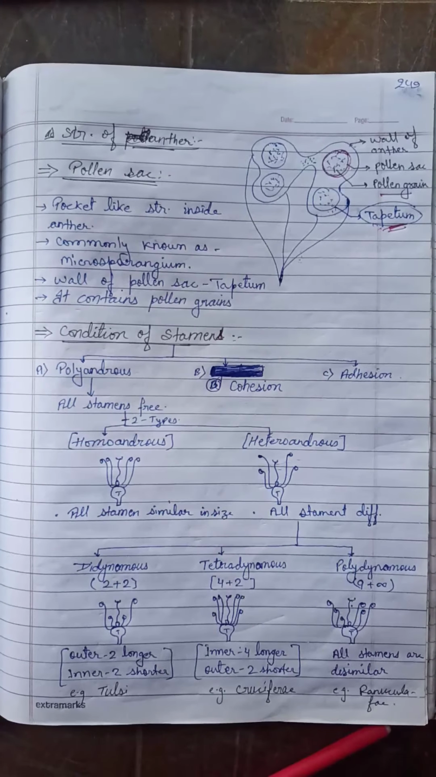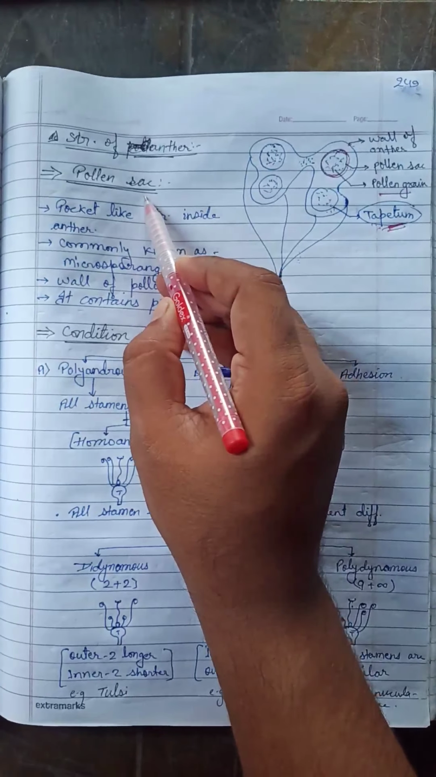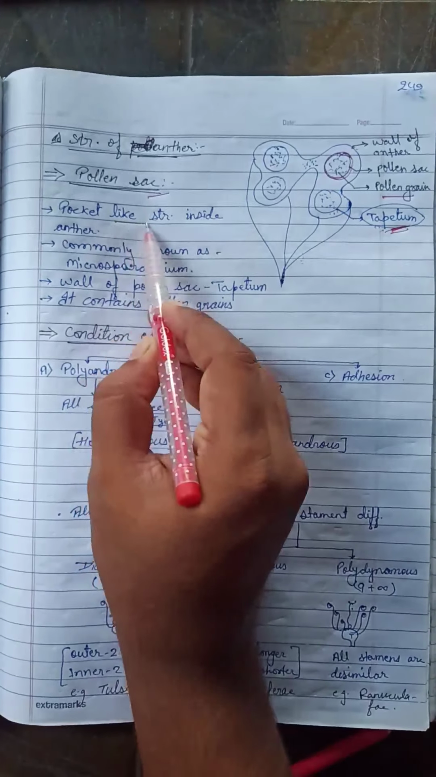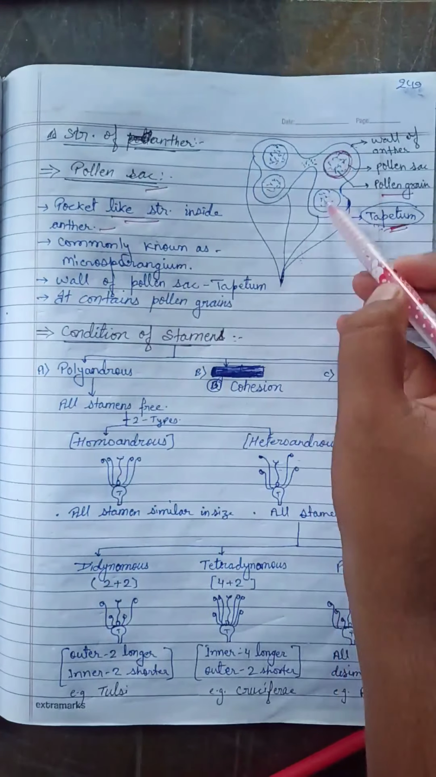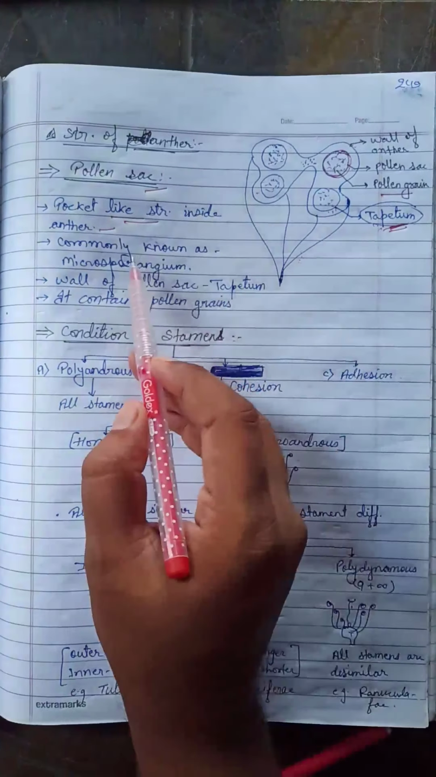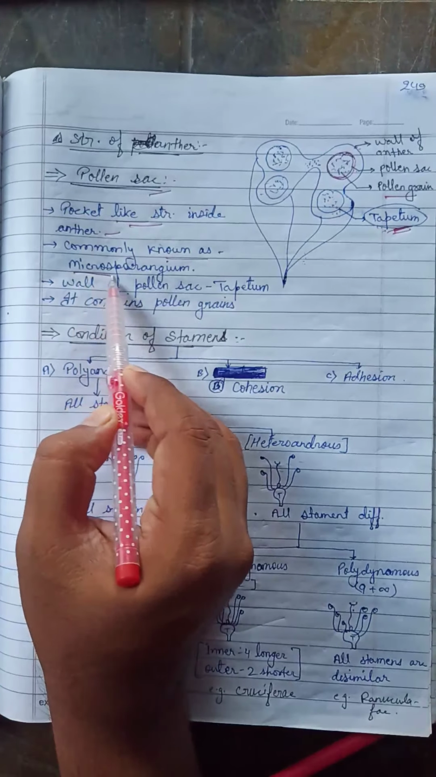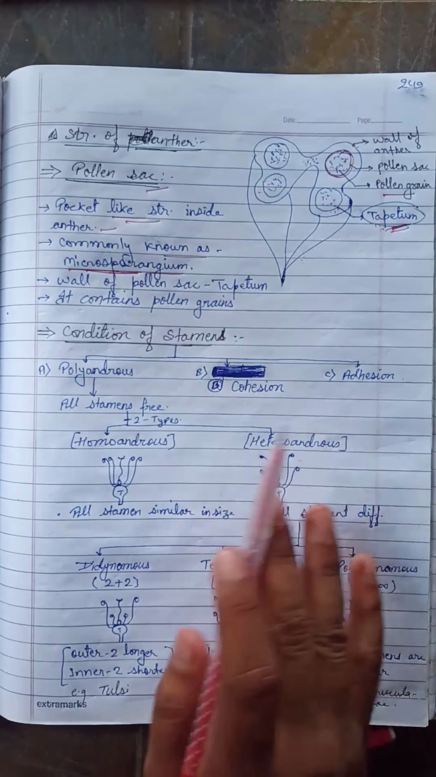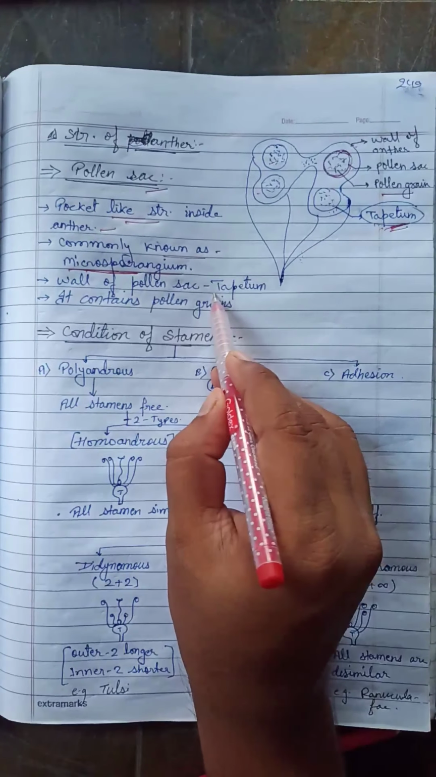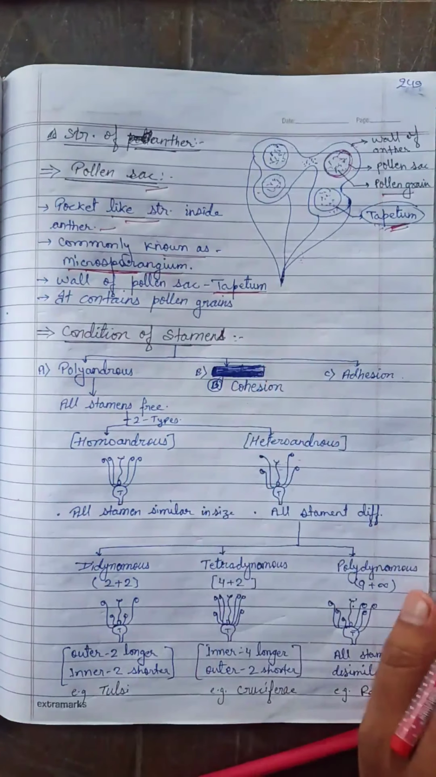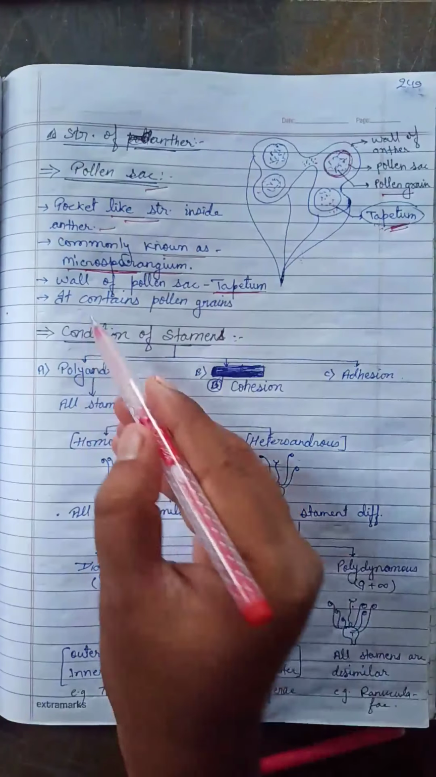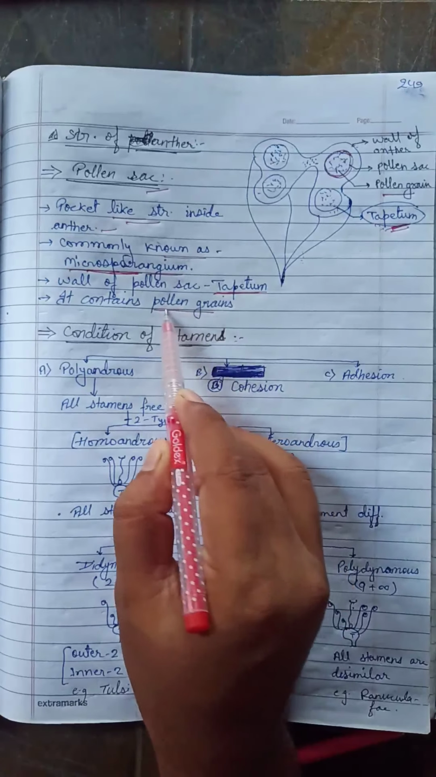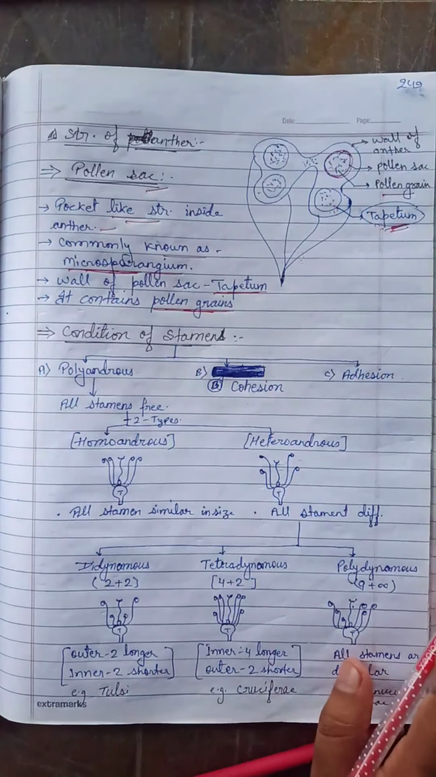Is it clear? Now we will study the pollen sac. What is a pollen sac? A pollen sac is a pocket-like structure inside the anther, commonly known, as I told you earlier, as the microsporangium. And the wall of the pollen sac is called the tapetum. And as you know, the most important function of the pollen sac is that it contains the pollen grains.